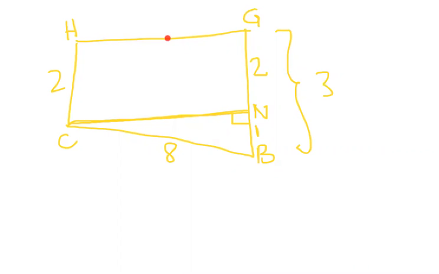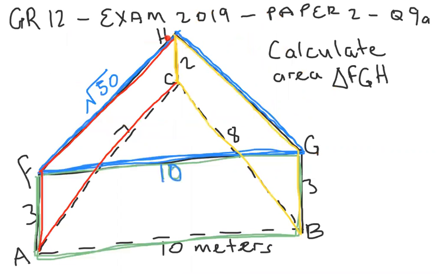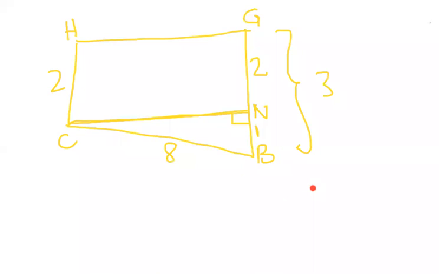Let's come back to the big picture. We want this HG over here. Now we're using the yellow quad just to see if we can do it. I just redo it. There are all the sides: HG is 2, CB is 8, and GB is 3. Exactly the same. So let's see if we can find the CN over here.